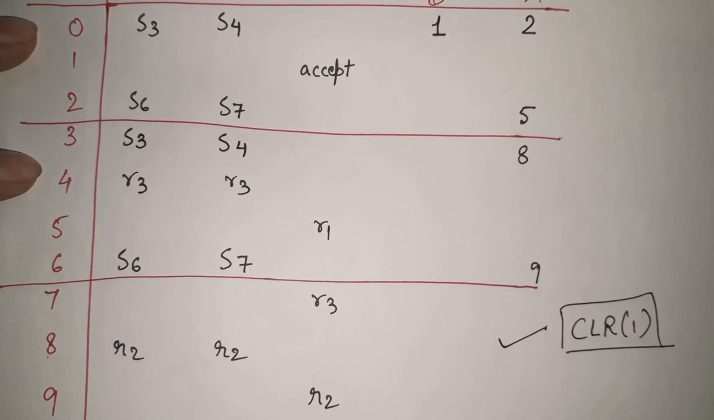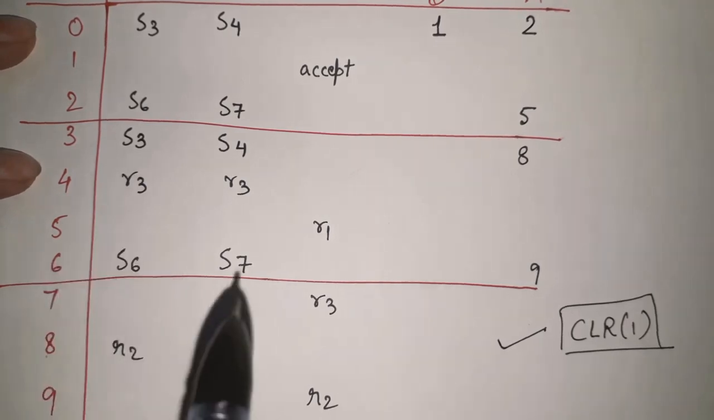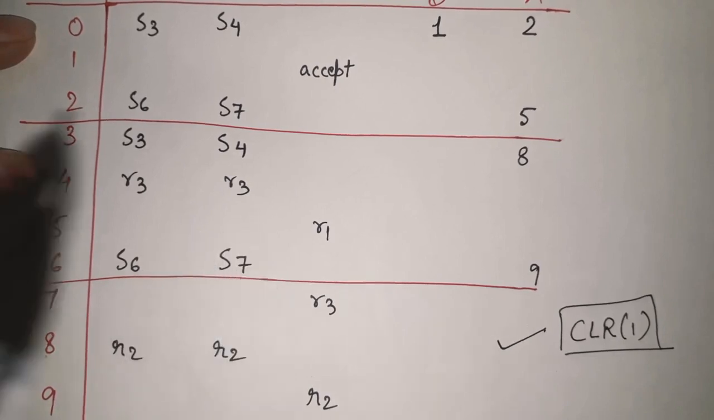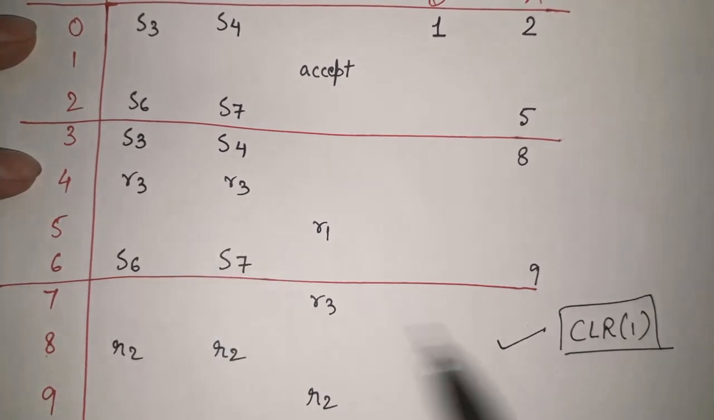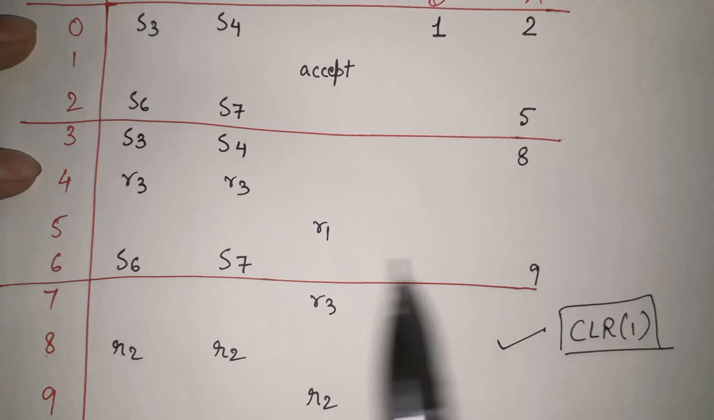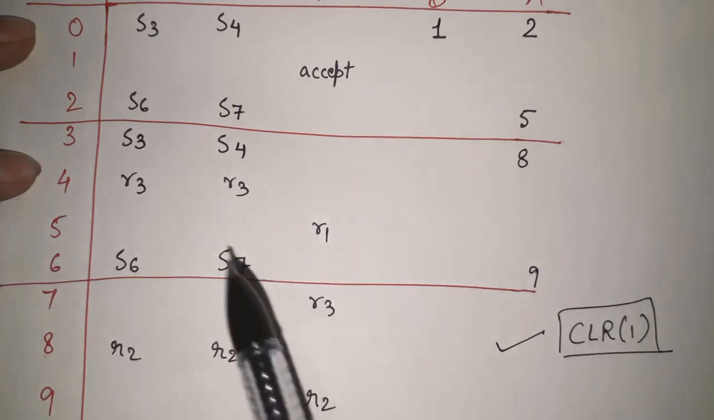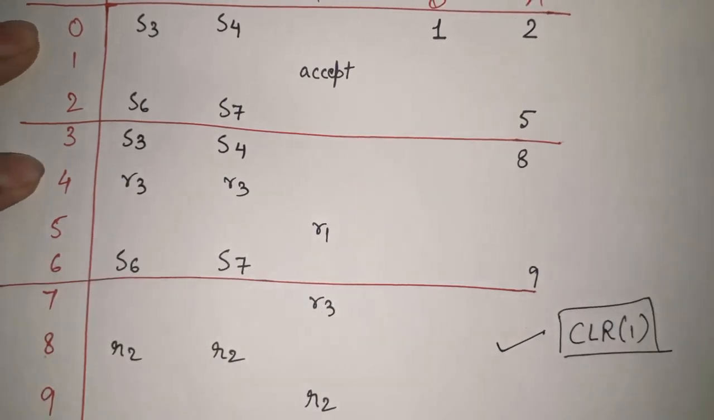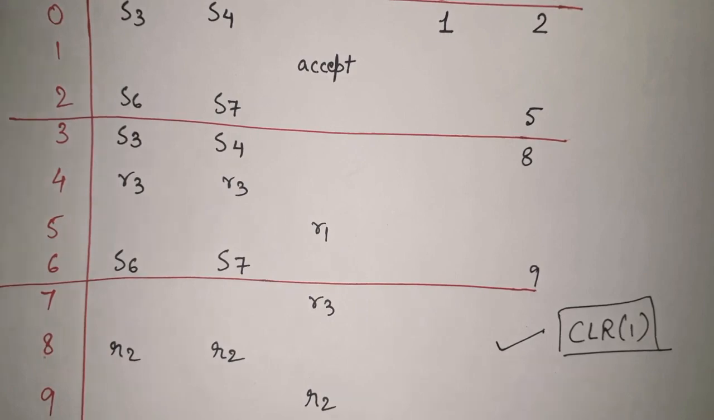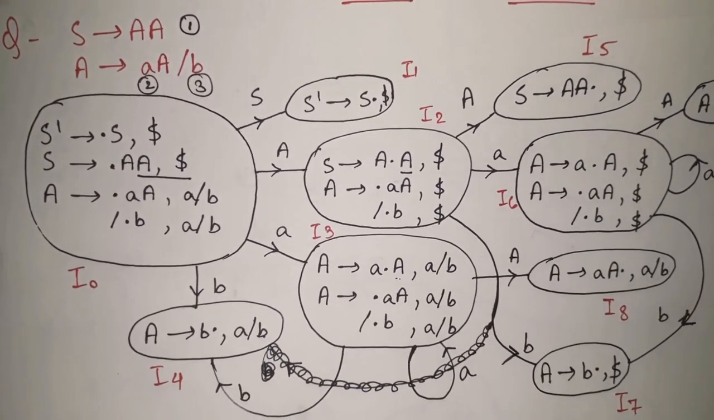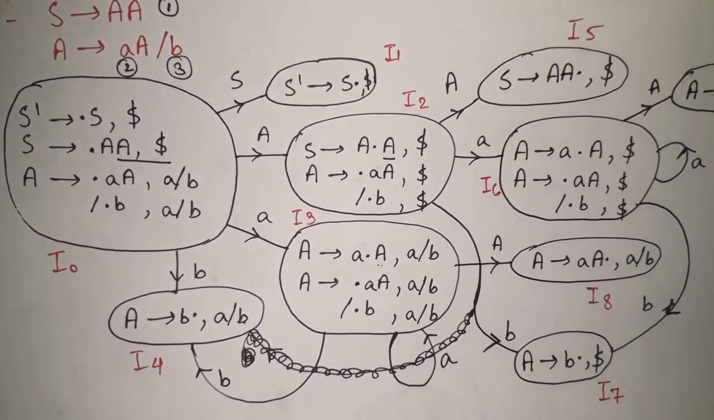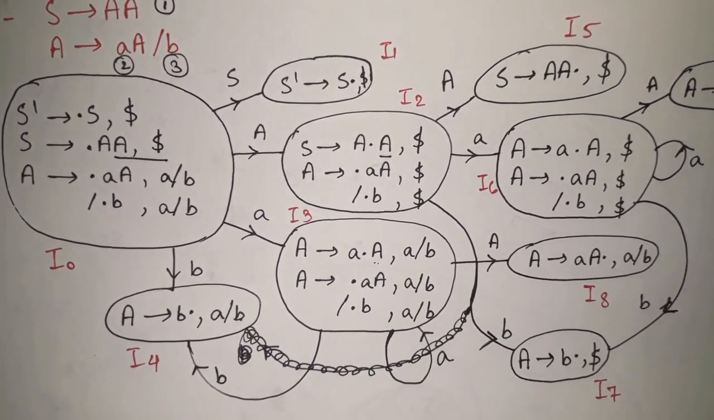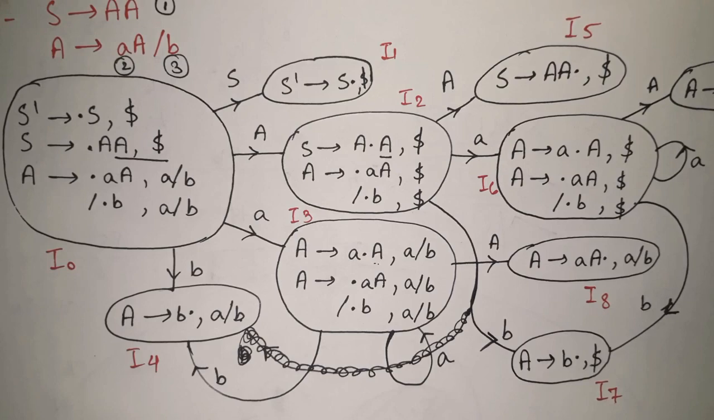So I hope you have understood the whole process of CLR1, and once you have understood the process of CLR1, the process of LALR1 remains the same. You have to make the same canonical collection of LR1 items and you have to make the same table. But after that, see, here we are having productions. After making the whole productions, the only thing you have to check for LALR1 is whether there are any two states.